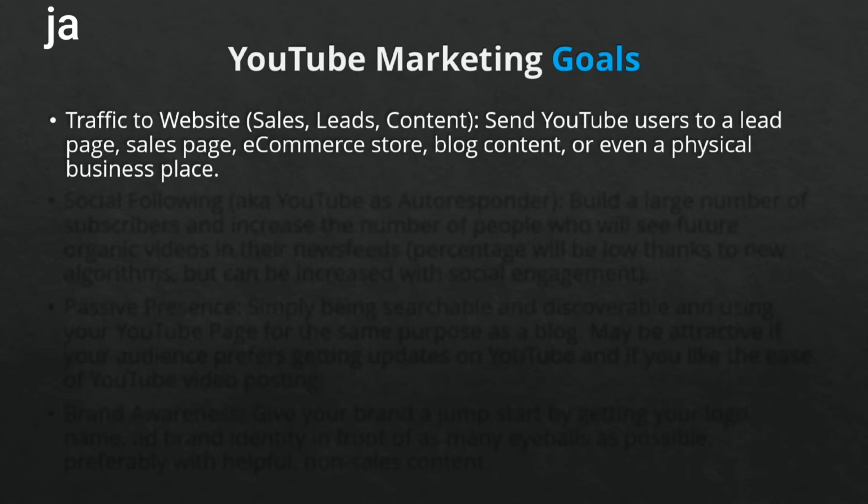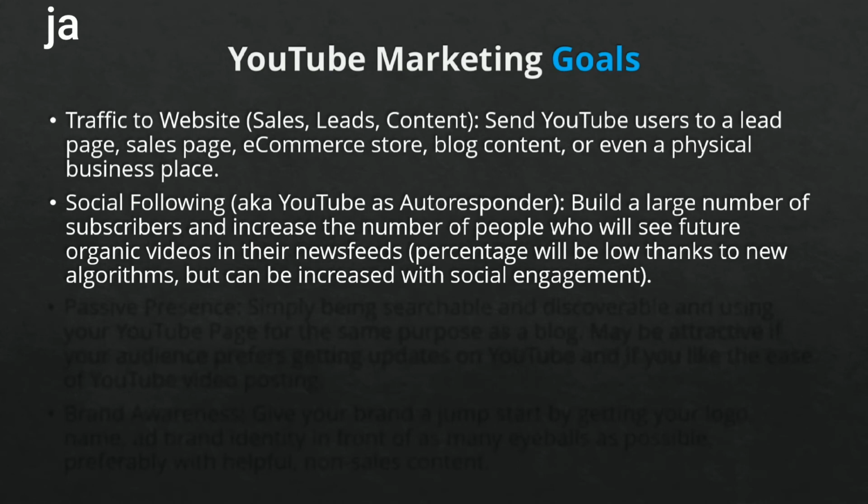Next up, there's social following, which we like to call YouTube as autoresponder. In this goal category, your aim is to build a large number of followers, and the reason we also refer to this as YouTube as autoresponder is because the main sought-after benefit here is to increase the number of people who will see your uploads in their feeds. In this sense, your YouTube posts become similar to sending out email broadcasts via your autoresponder. If you grow a large enough community, this can be very beneficial, and if your content is engaging enough to get a lot of traction in the form of likes, comments, subscribes, and shares, you can significantly increase the range of your organic reach into people's feeds.